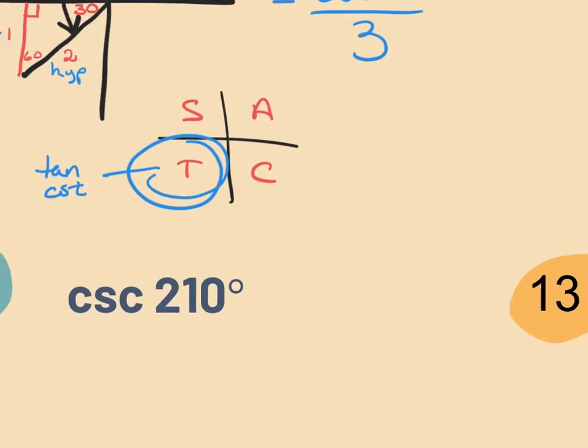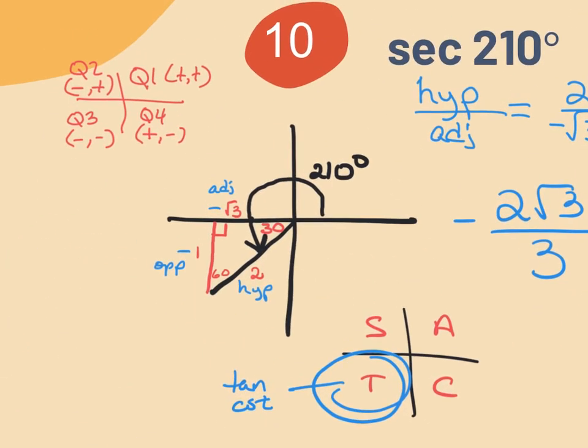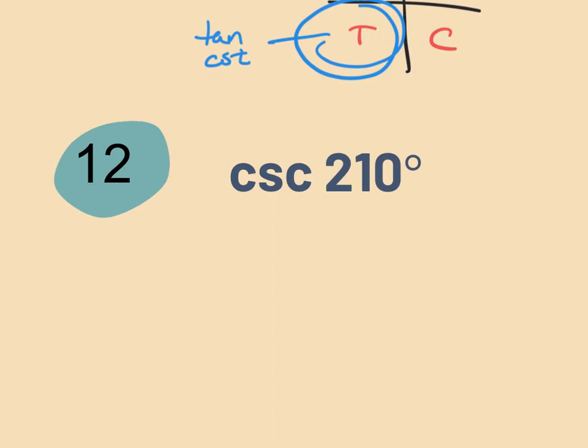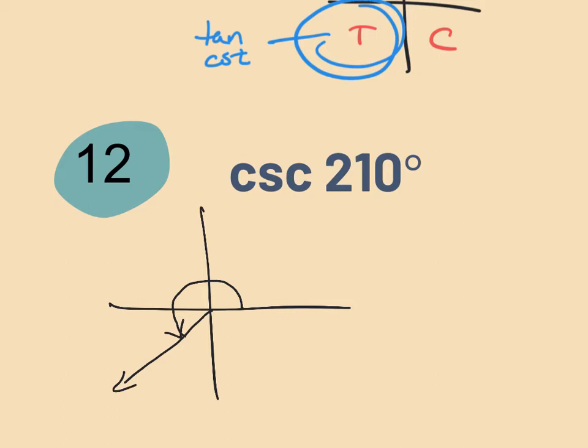Number 12 is the same angle that we just drew for number 10. So I'm going to draw this exact same angle, but now I'm going to do cosecant. So come around here, 90, 180, 30 degrees more, gets me a 210-degree angle. Again, your triangle goes back to the x-axis, not to y. This is 30 degrees.